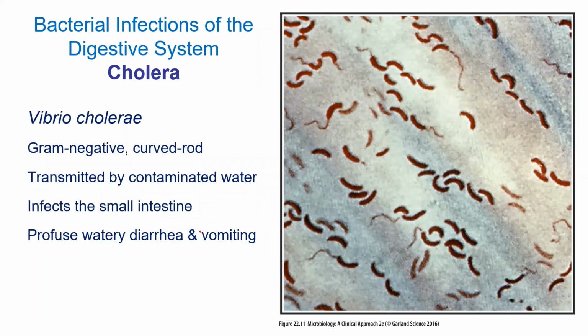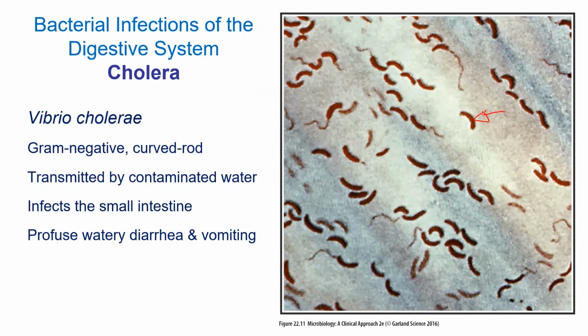So I just wanted to very briefly mention cholera, partly because it has a unique organism. It's got this bent shape, so you can see these cells here have a bent shape. That bent shape has a name. It's called Vibrio, so the name of cholera is Vibrio cholerae.